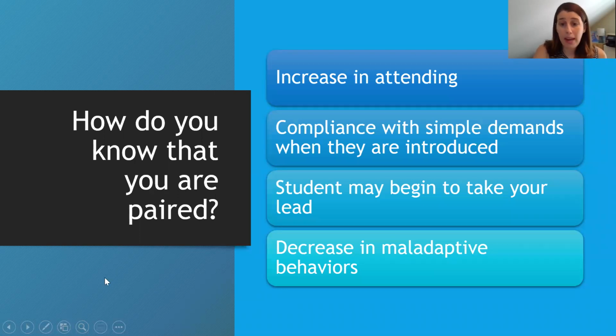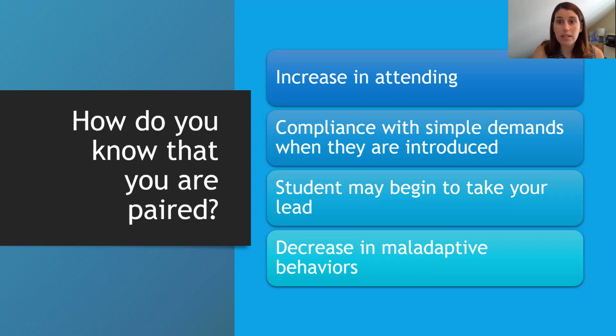How do you know when you're paired? While we don't have research that supports how often or how long we should pair, there is research to show how you know when you are paired. You're going to begin to see an increase in attending of your student. They will have increased compliance with simple demands when they are introduced, so they're more likely to comply sooner with those simple demands.